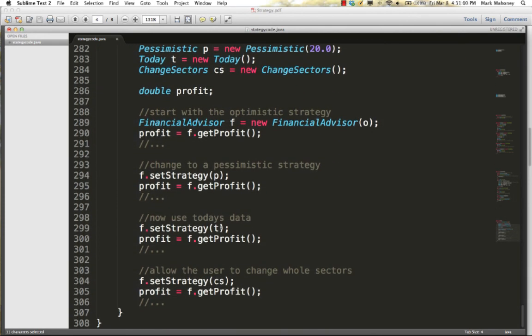Then we can use Today's strategy. Again, just change the strategy and call getProfit. And we can change whole sectors by, again, setting the strategy and calling getProfit. So Strategy is nice in that we pull out the one part of an algorithm that changes or is likely to change, and then we keep the part of the algorithm that really is the same regardless of the different strategies. This is a nice way to decompose this system and keep everything nice and simple. That's the Strategy pattern.